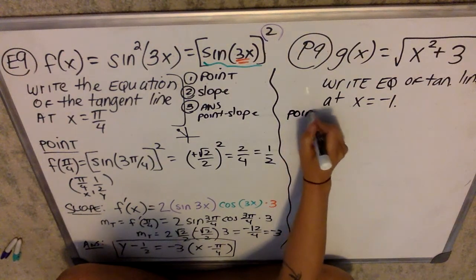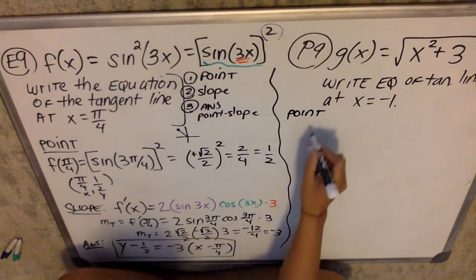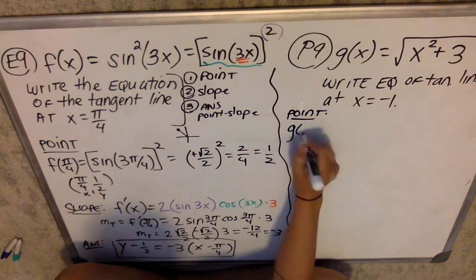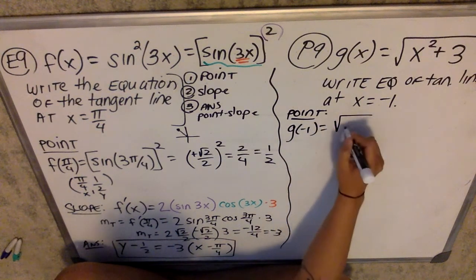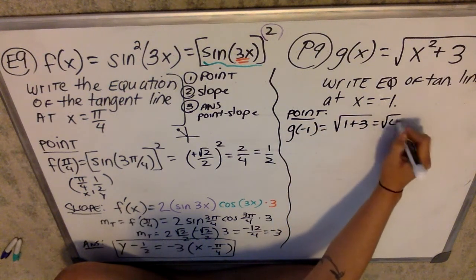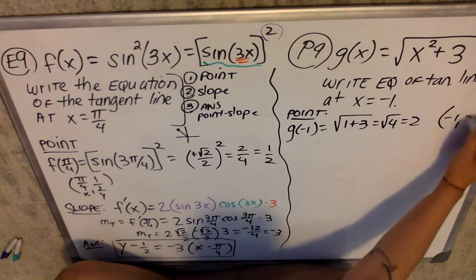So to find my point, I'm going to go ahead and use some algebra, right? g of negative 1 is going to be the square root of 1 plus 3, which is root 4 or 2. So my point is negative 1 comma 2.